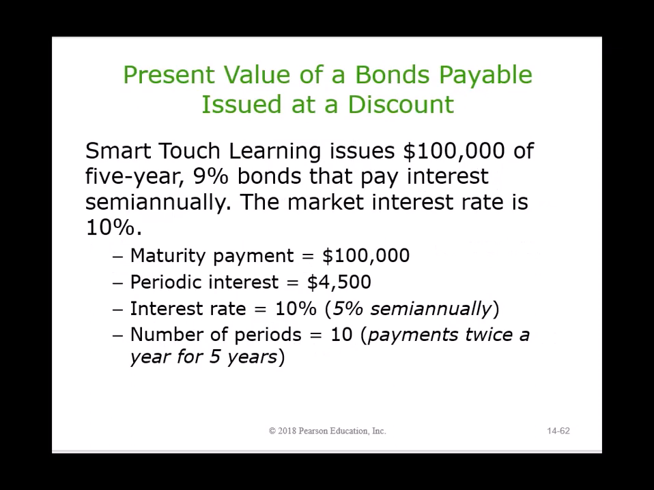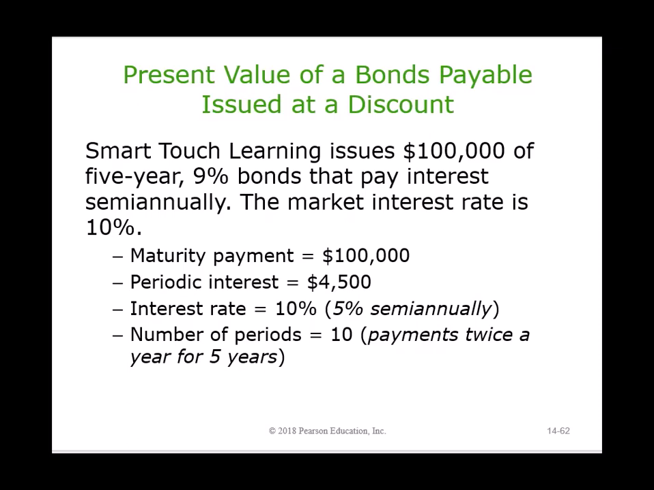Okay, so we are going to assume that Smart Touch Learning issues $100,000 of 5-year 9% bonds that pay interest semi-annually. The market interest rate is 10%. So when we see a stated rate that is less than the market rate, that is a red flag that we are looking at a discount, okay? Because people are not going to pay full price for these bonds because they pay less in interest than similar investments based on the market rate, okay? So we know we're going to be looking at a discount, but we've got to figure out how much. How much is this discount going to be, okay?